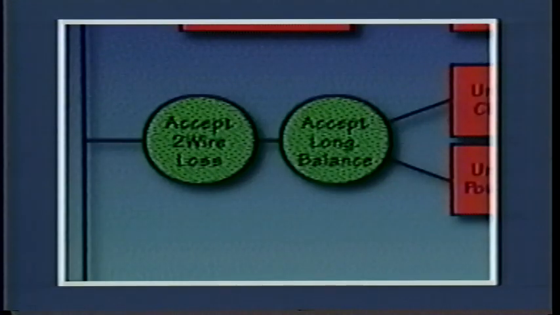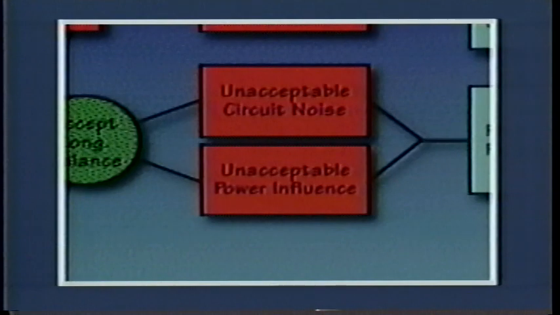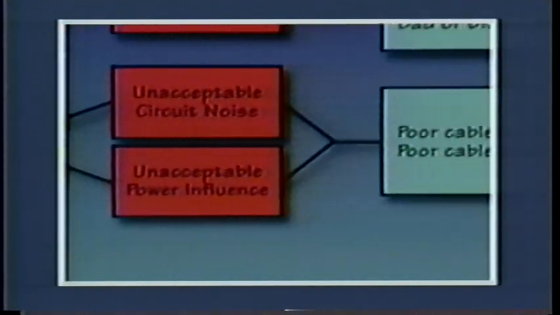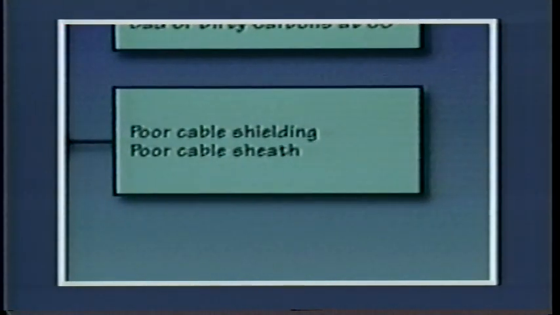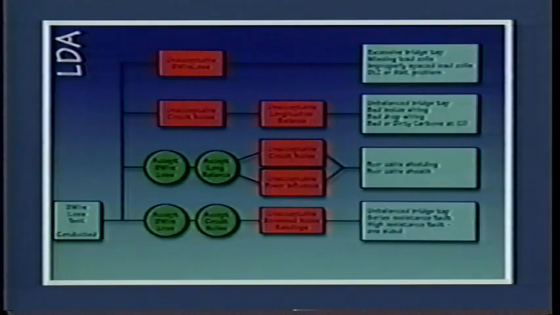Another situation is to have acceptable 2-wire loss and longitudinal balance tests and have unacceptable circuit noise and power influence tests. If you get these indications, check for poor cable shielding or a poor cable sheath.